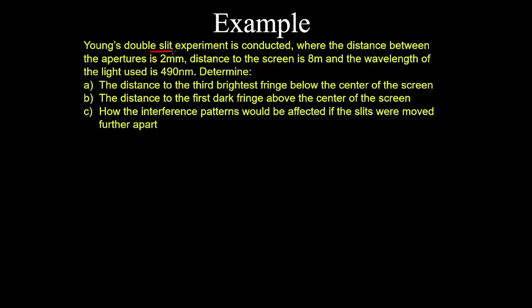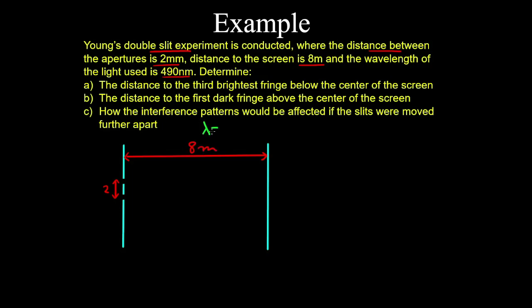Young's double-slit experiment is conducted where the distance between the apertures is 2 mm. The distance to the screen is 8 meters, and the wavelength of light used is 490 nanometers. So let's draw a schematic of this problem. So we have our apertures in the middle, 2 mm apart, and the distance to the screen is 8 meters, and the wavelength of light is 490 nanometers.